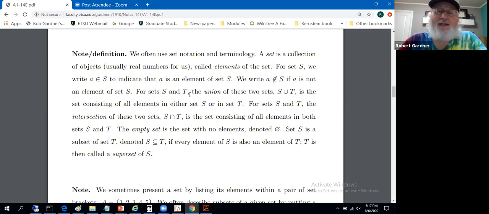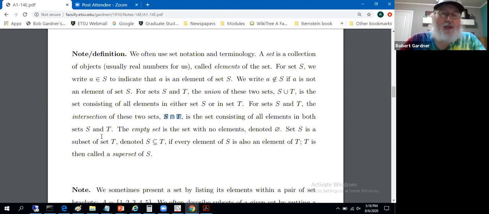For two sets, S and T, the union of those two sets, indicated with the union symbol, it's kind of like a U, is the set of all elements that are either in set S or in set T. Goes without saying, or both. So S union T is all elements in set S or in set T. For sets S and T, the intersection of these sets, denoted like this with the intersection symbol, it's the union symbol turned upside down, is a set consisting of all elements that are in both set S and set T.